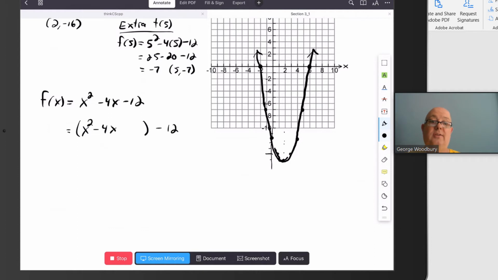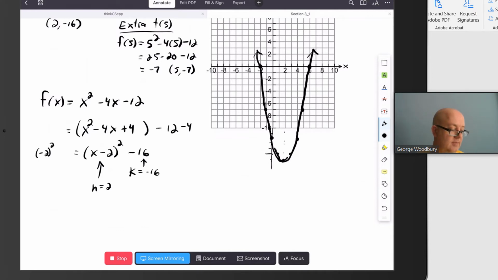Half of negative 4 is negative 2. Negative 2 squared is what I'm going to add inside the parentheses. Negative 2 squared is positive 4. So I put a plus 4 here to keep that side equivalent. If I'm adding 4 in the parentheses, I need to subtract 4 somewhere else. I'm going to do that outside the parentheses. And what I end up with is x minus 2 quantity squared minus 16. And there's where our vertex comes from. H is 2, K is negative 16, and that's what we had for the vertex.